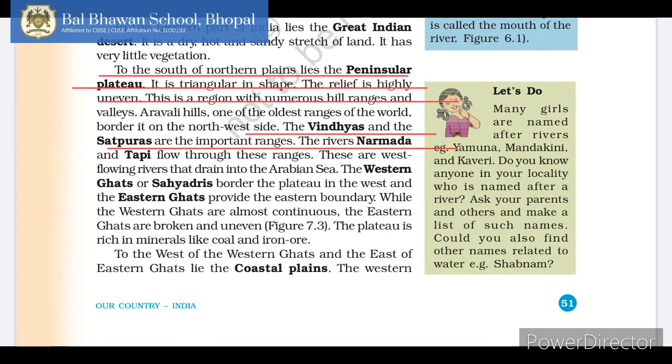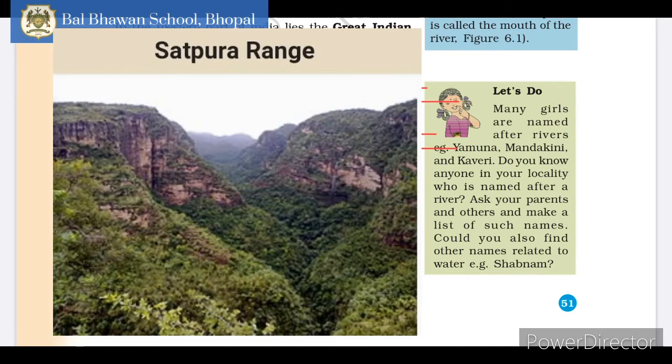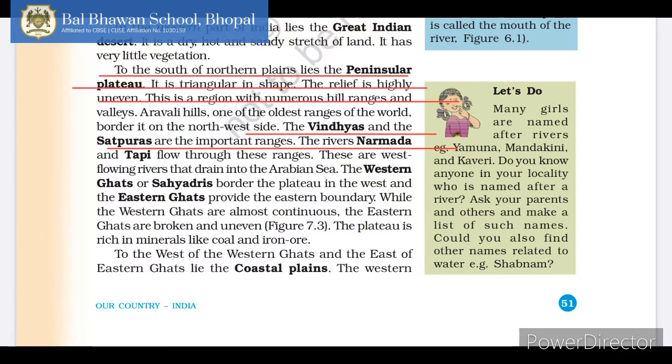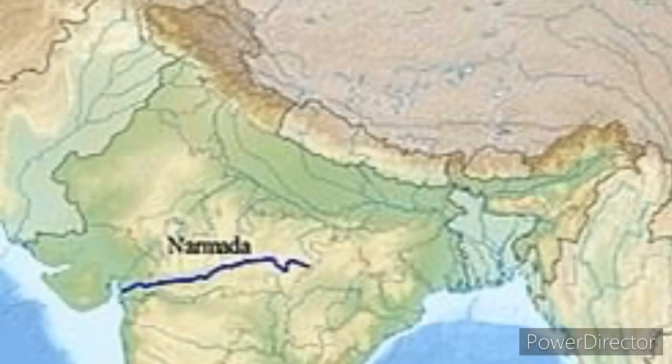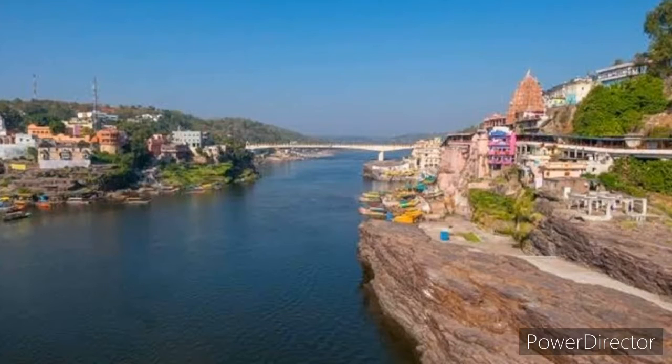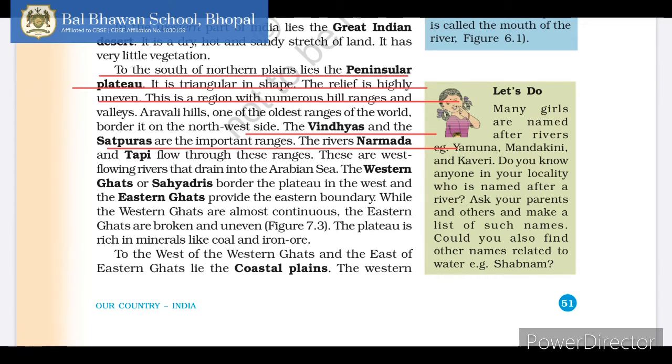The Aravalli Hills, one of the oldest ranges of the world, border it on the northwest side. The Vindhyas and the Satpuras are the important ranges. The rivers Narmada and Tapi flow through these regions. These are west flowing rivers that drain into the Arabian Sea.